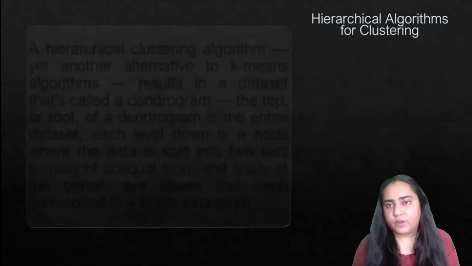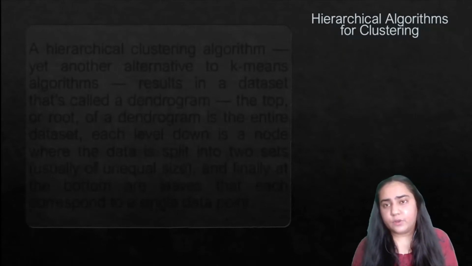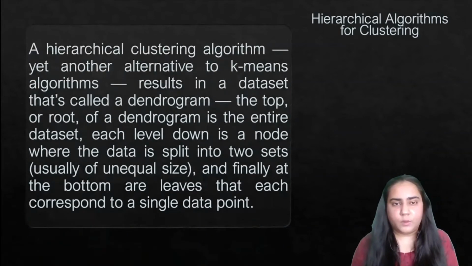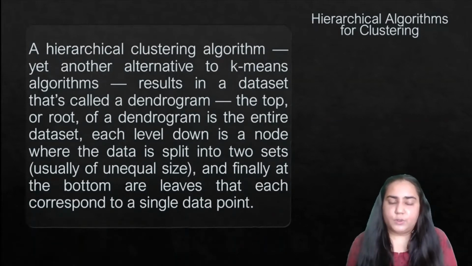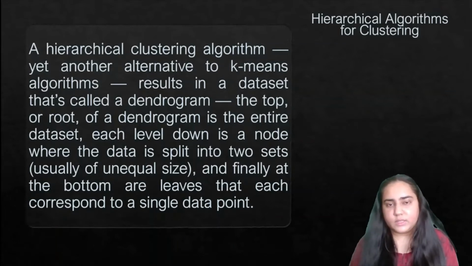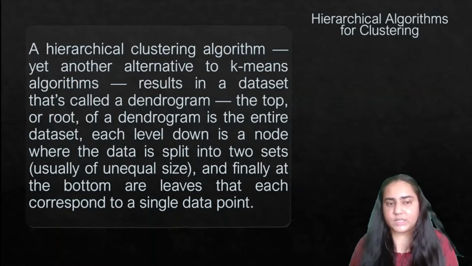Next, we have hierarchical algorithms for clustering. Just like we have kernel density, we have another algorithm called the hierarchical algorithm. This is yet another alternative to the k-means algorithm, which we saw, and it results in a data set called a dendrogram. Here the top, or the root, is the entire data set. Then in each level down, there is a node where the data is split into 2 sets, usually of unequal sizes. And finally, at the bottom are leaves that each correspond to a single data point.